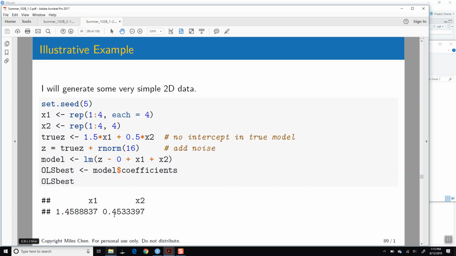For the lm function, why is it 0 plus x1 plus x2? In R's lm function, if you don't include the 0 plus, then it will try to fit an intercept term. To keep things simple, I didn't include an intercept, so my intercept here is 0. If you put in 0, lm will tell R not to fit an intercept, and to just estimate your W1 and W2.